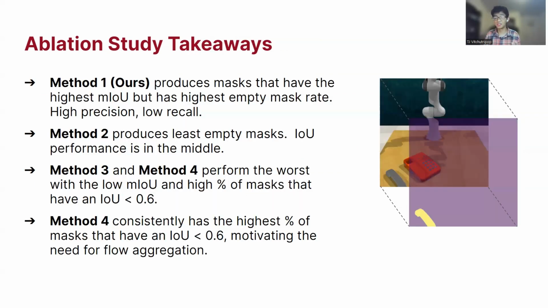So our takeaways from this ablation study are that our method produces masks that have the highest mean intersection over union, but also has the highest empty mask rate, meaning it has high precision but low recall. Method 2 produces the least empty masks, but its IOU is somewhere in the middle. Method 3 and 4 produce masks with the lowest MIOU and also have the highest percentage of masks that have an IOU below 0.6. Method 4 specifically consistently has the highest percentage of masks that have an IOU below 0.6, which further motivates our need for flow aggregation, as method 4 only uses a single optical flow prediction between the first and last observation.